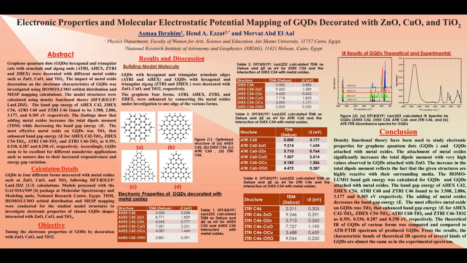The adding of metal oxide decreases the band gap energy. The most effective metal oxide for graphene quantum dots was titanium dioxide, which enhanced the band gap energy. The theoretical IR of graphene quantum dots of various forms was computed and compared to the ATR-FTIR spectrum of produced graphene quantum dots. From the result, the characteristic bands of theoretical IR spectra of several kinds of quantum dots are almost the same as in the experimental spectra.